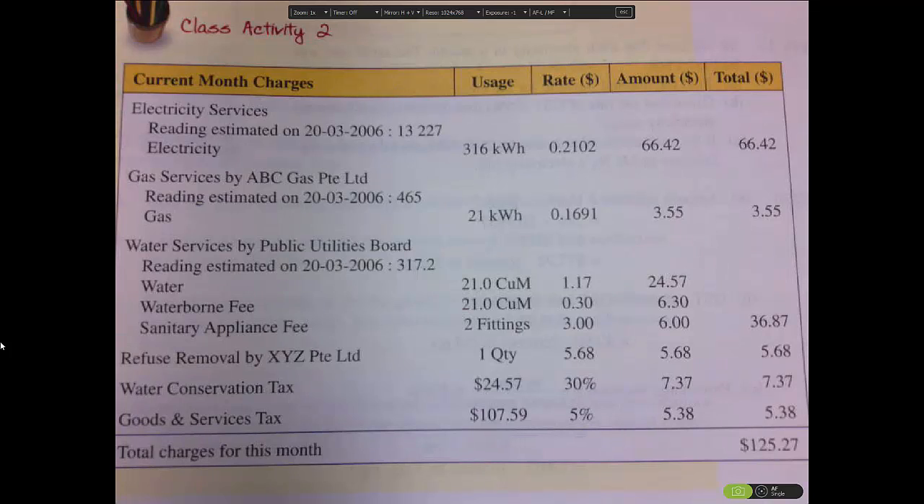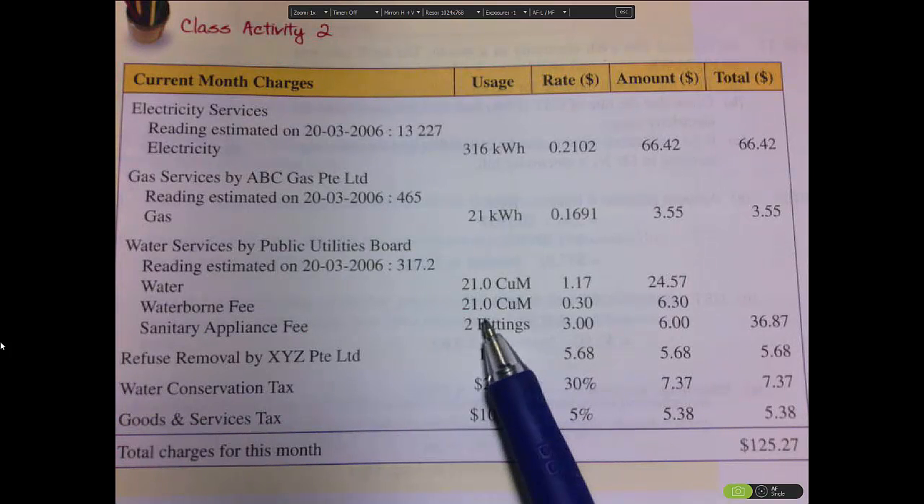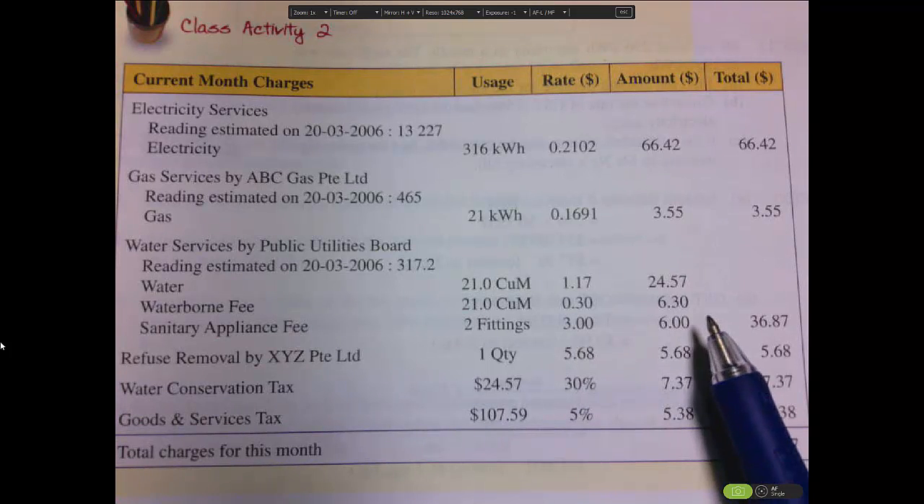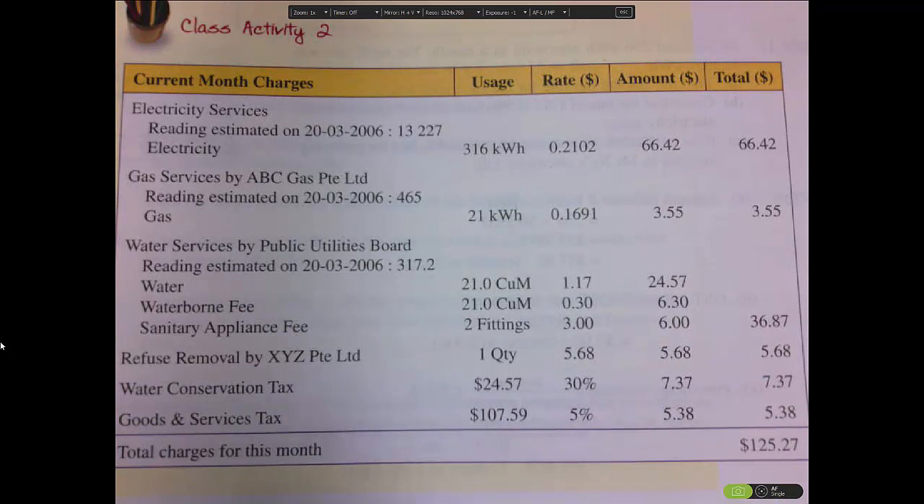Now I must talk to you about the waterborne fee. Basically what PUB does is, after all your water is expelled into your basin, into your toilet bowl, this water must be cleaned before it can be expelled into the sea, or sometimes they make new water with it. So you take 21 cubic meters times 30 cents and get $6.30. This waterborne fee is something like a cleaning fee.